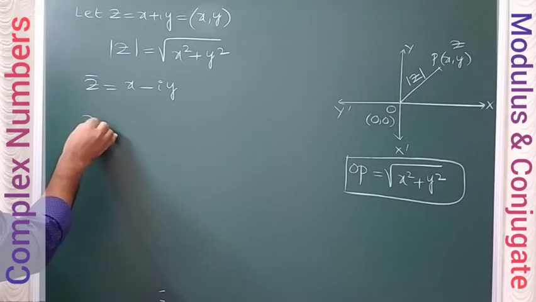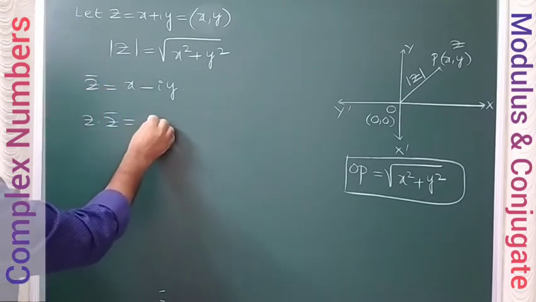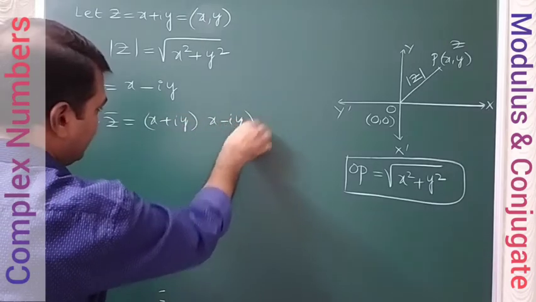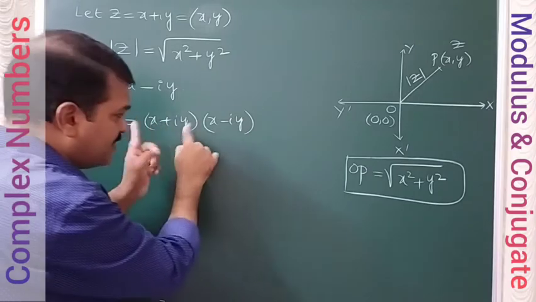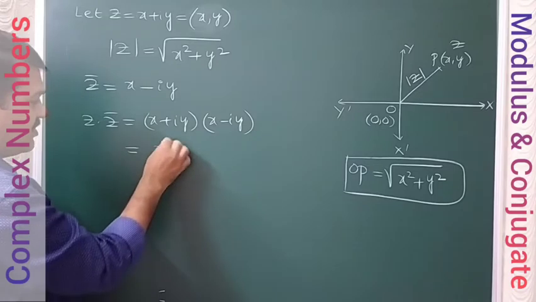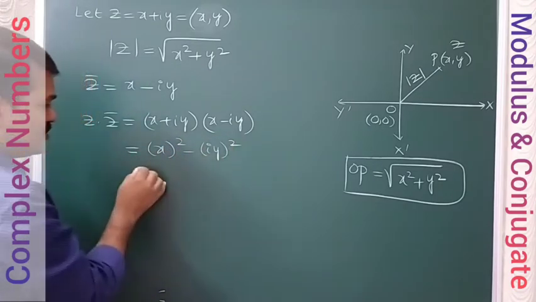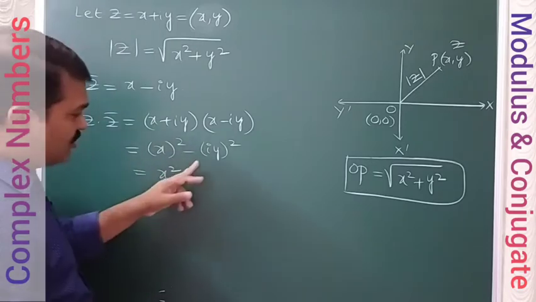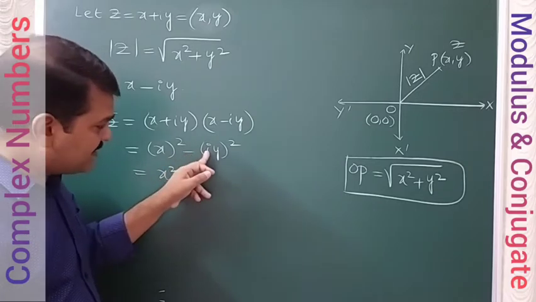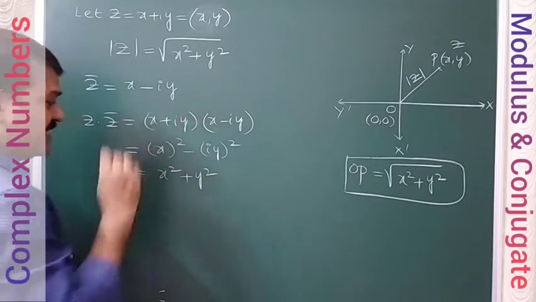Now let us consider z into z bar, multiply both of them. Z into z bar, so x plus iy into x minus iy. So this is a plus b into a minus b model, a square minus b square. It is x square minus iy square. You know i square is minus 1, so minus 1 y square, so it is going to be plus y square.